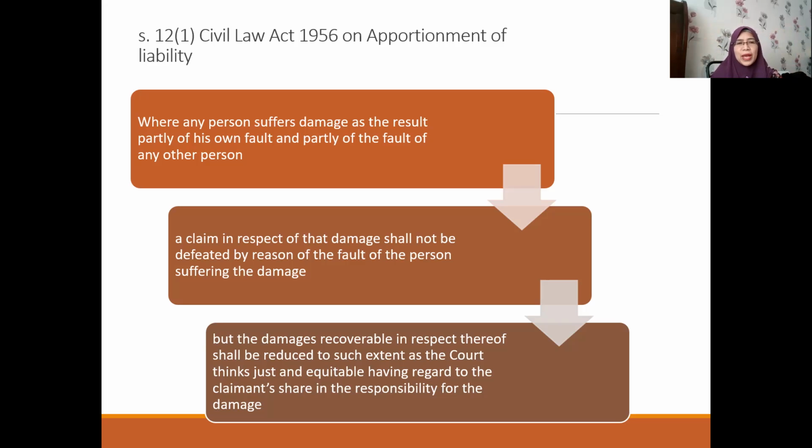So a claim in respect of that damage, of that injury, shall not be defeated by reason of the fault of the person suffering the damage. Meaning that here, yes, we can allow the claim. Okay, we can actually consider what is the portion which has been caused by the defendant and caused by the plaintiff. But the damages recoverable in respect thereof shall be reduced to such extent as the court thinks just and equitable, having regard to the claimant's share in the responsibility for the damage.